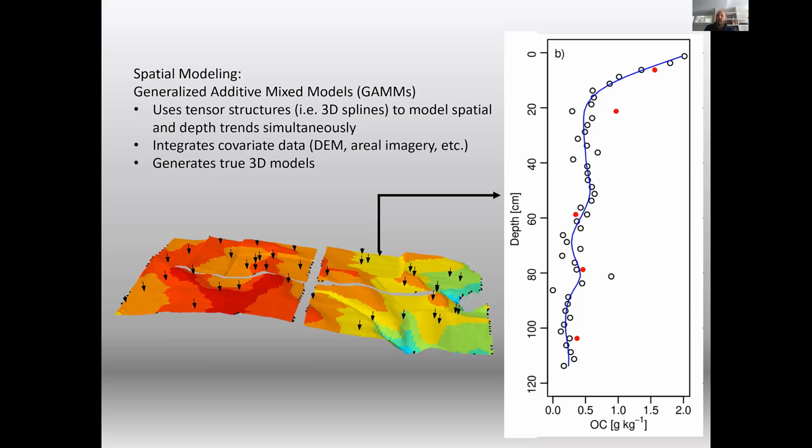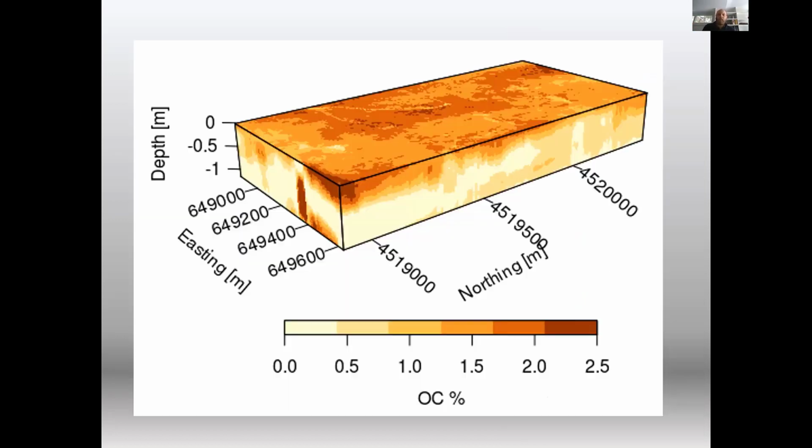We mix those in a generalized additive mixed modeling framework, which develops a three-dimensional splined interpolant of the soil property we're interested in, in this case organic carbon. So we can take those depth profiles, combine them with environmental data, and generate a three-dimensional map or model of the organic carbon concentration in that soil. Instead of making a map of just one layer of the soil, we're mapping the whole soil entity in that field in three dimensions, in a single step.